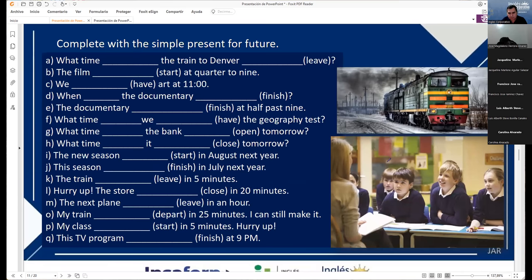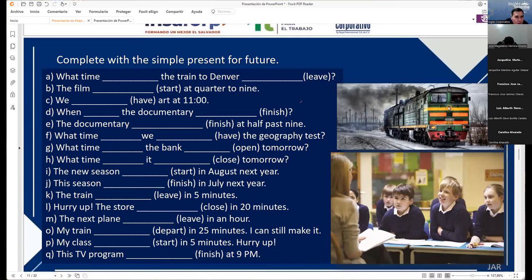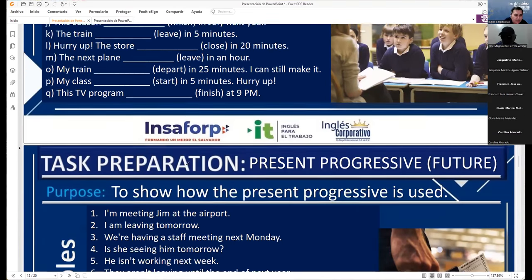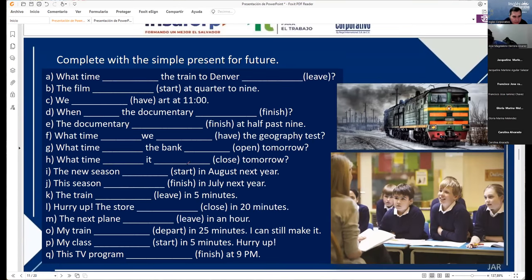Let's see. Now these ones. Complete with the simple present for future. This is only simple present. Okay. Simple present. And this one is the only exercise for this part. Okay. I'm going to give you the first one. What time does the train to Denver leave?